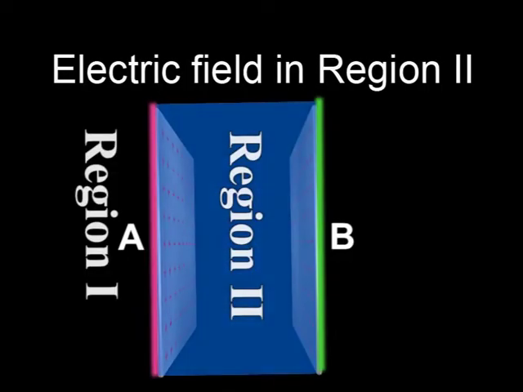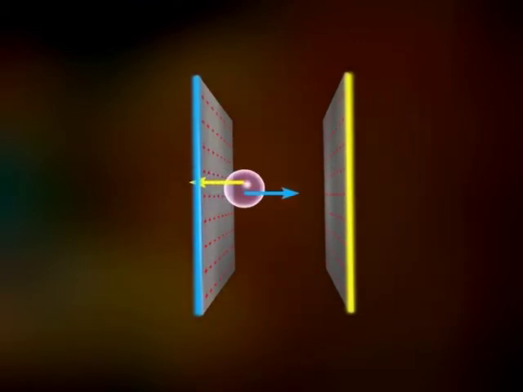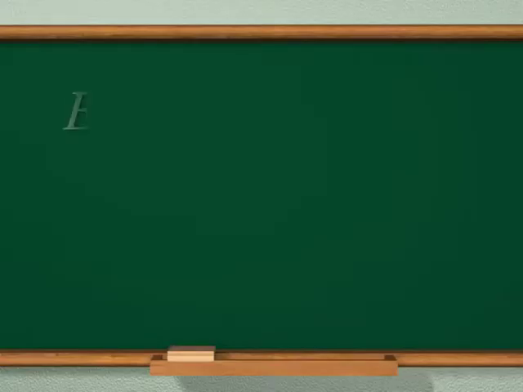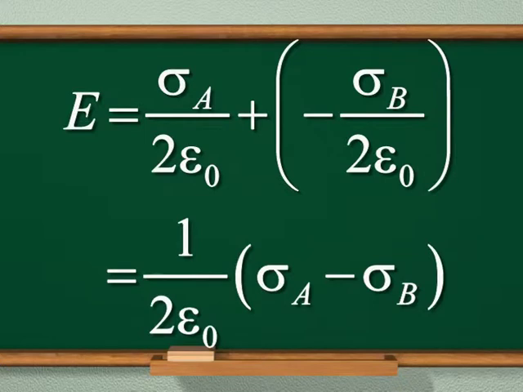Electric field in region 2: here the electric field due to sheet of charge A will be from left to right along the positive direction, and that due to sheet of charge B will be from right to left along the negative direction. Therefore, in region 2, the electric field due to sheets A and B will be E equal to sigma A by twice epsilon naught plus minus sigma B by twice epsilon naught, which is equal to 1 by twice epsilon naught into whole of sigma A minus sigma B.